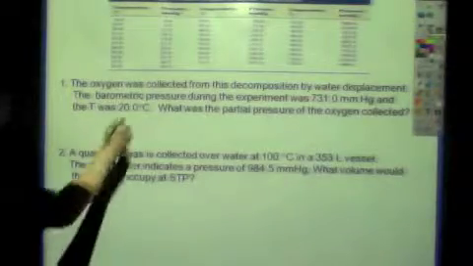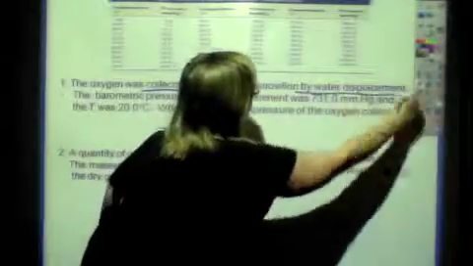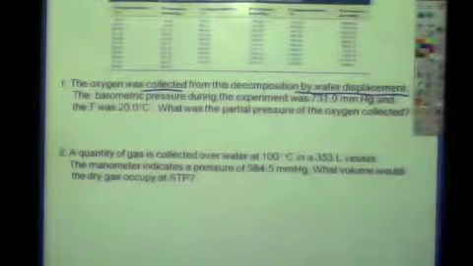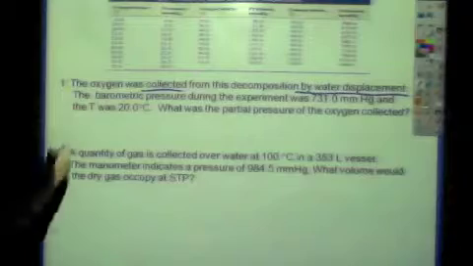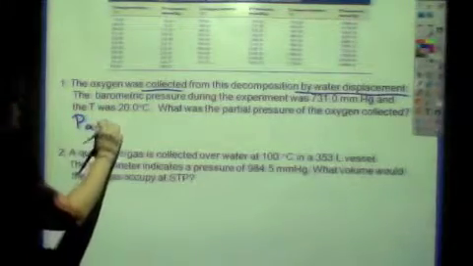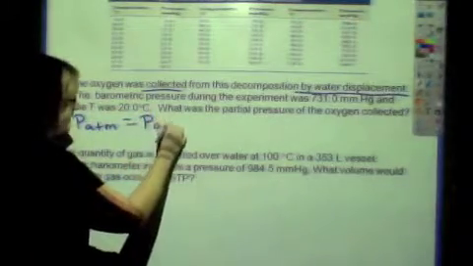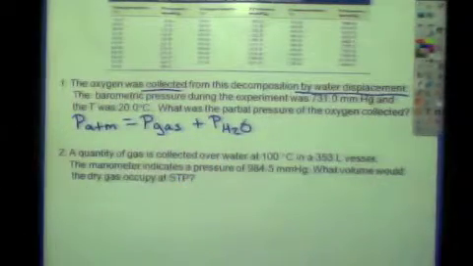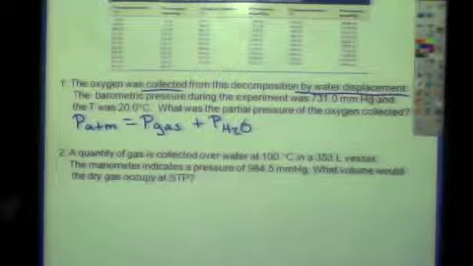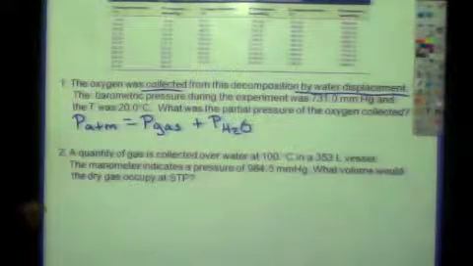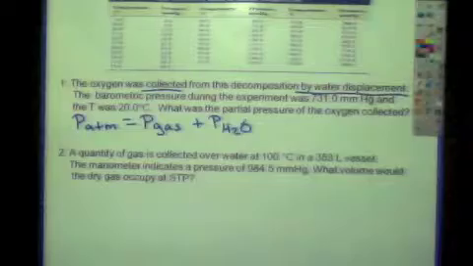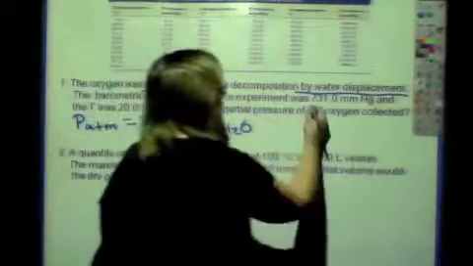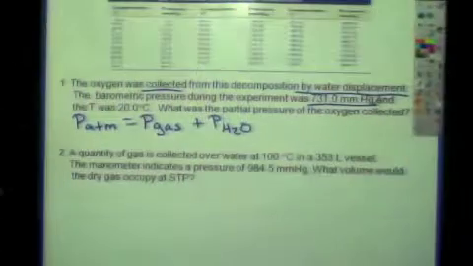The oxygen was collected by water displacement. As soon as you read anything that says collected over or by water, you need to write down PATM equals P gas plus PH2O. As soon as you read it, you're going to write that down and work that out. That's it. Okay? The barometric pressure during the experiment was 731 millimeters of mercury.